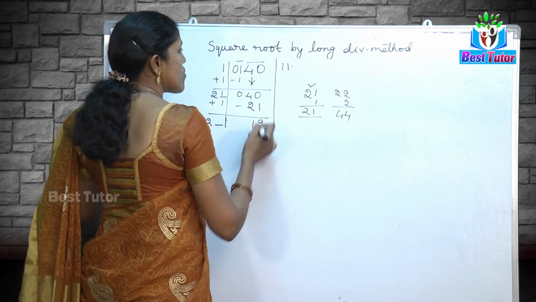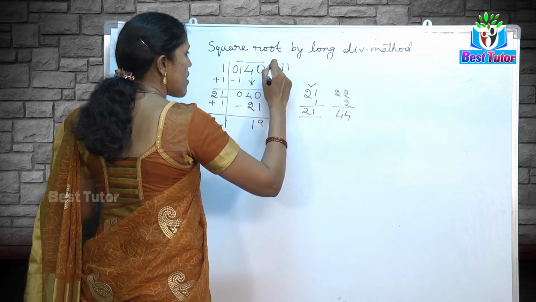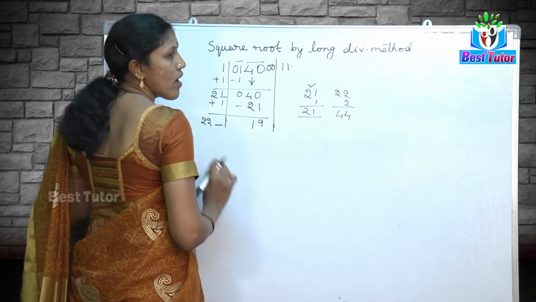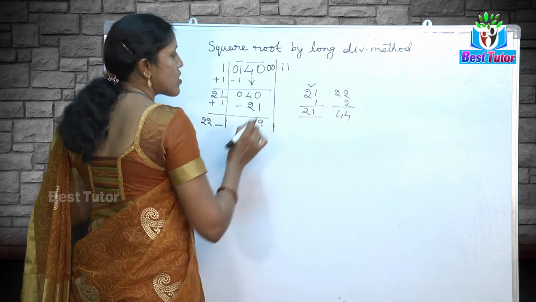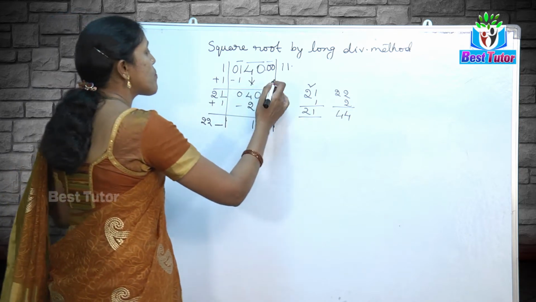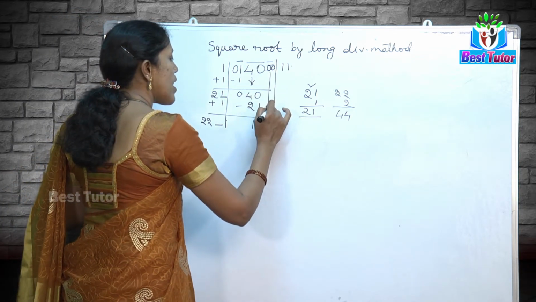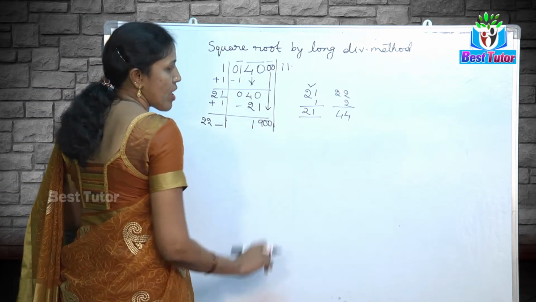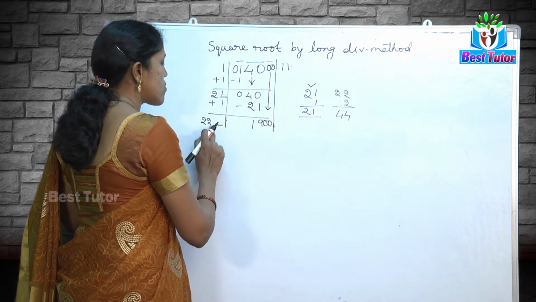Now how do I continue? I will put a point and write it as 00. I cannot write a single 0, it should always be a pair of zeros. In square roots, we need to remember that. So once I put a decimal point over there, I am free to bring down a pair of zeros. So 22 blank.